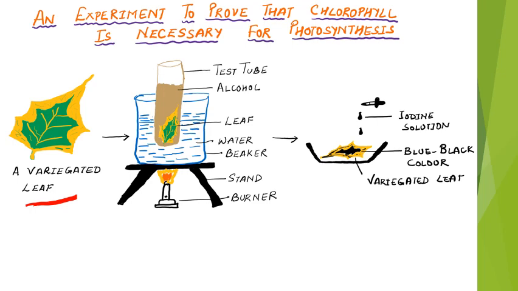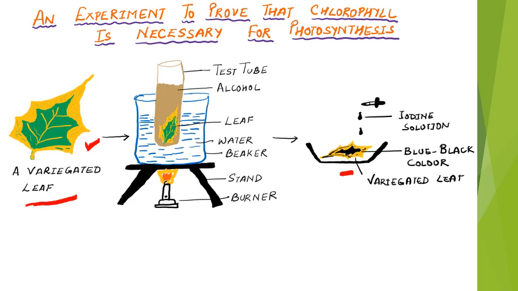Okay, can you see from the picture? In this picture, the middle part has changed into blue-black color. Why? Because the middle part of this leaf was having green color. It means this part was having chlorophyll. So this part has changed into blue-black color and the rest of it is the same. So hence it is proved that chlorophyll is necessary for the process of photosynthesis.